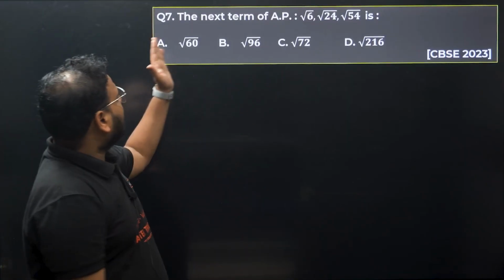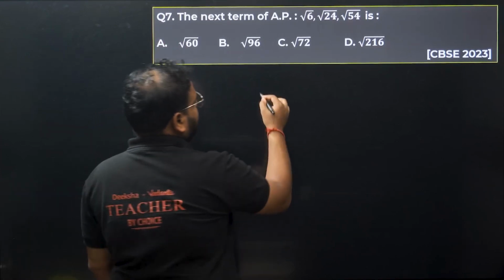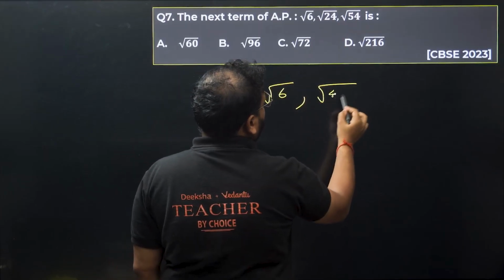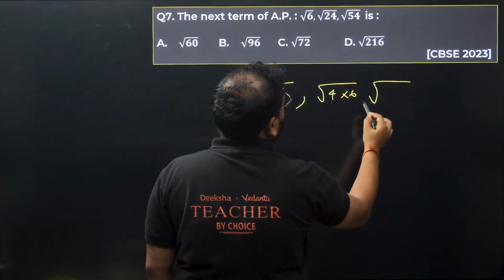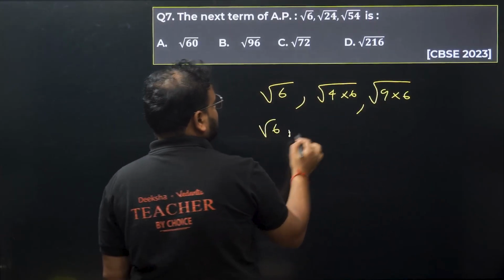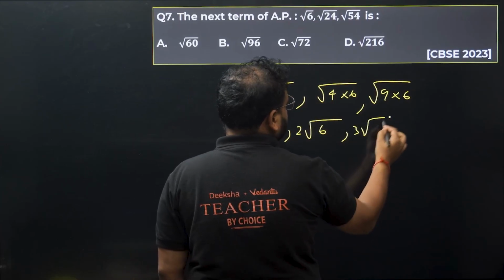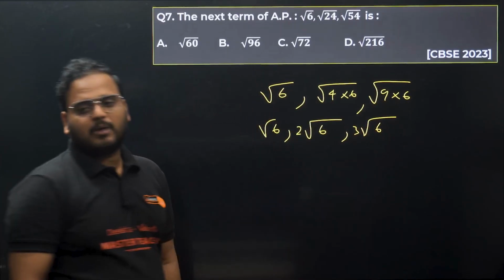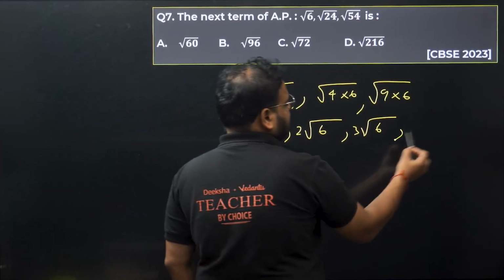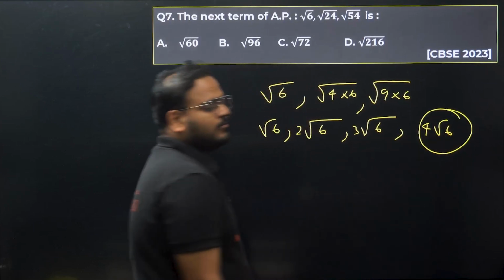Let's move on then. The next term of the AP is asked. They have given the sequence root 6, root 24, which means 4 into 6, root 54, which is 9 into 6. Take root 6 common: it becomes root 6, 2 root 6, 3 root 6. 9 comes out as 3, 4 comes out as 2. What is the next term going to be? The next term is 4 root 6. This is my final answer, 4 root 6.